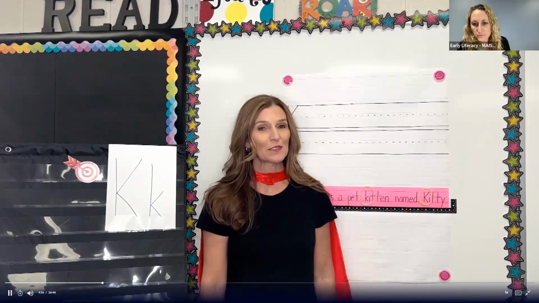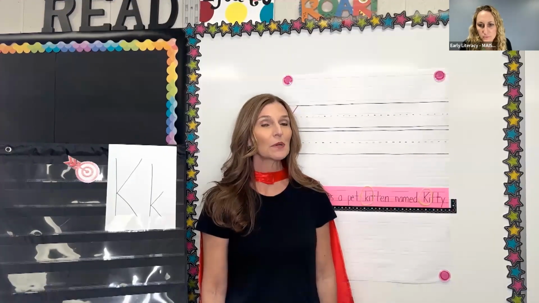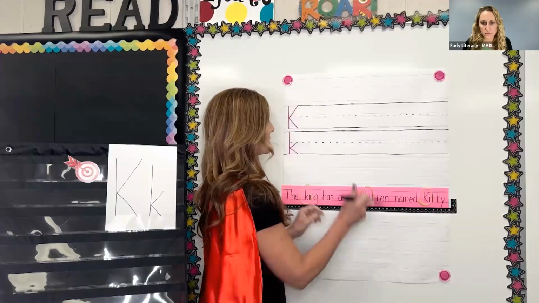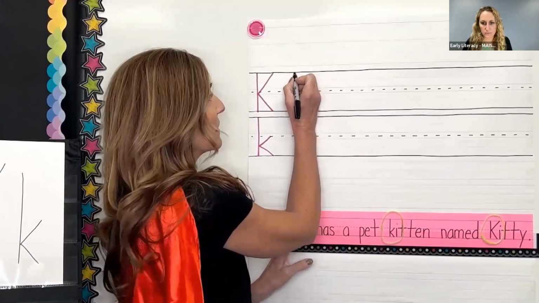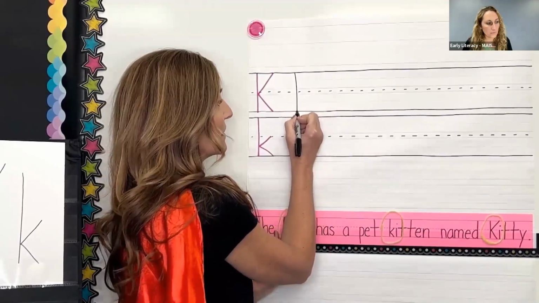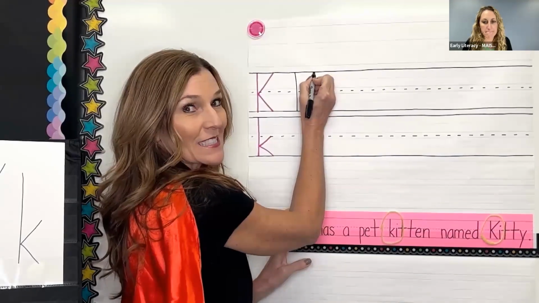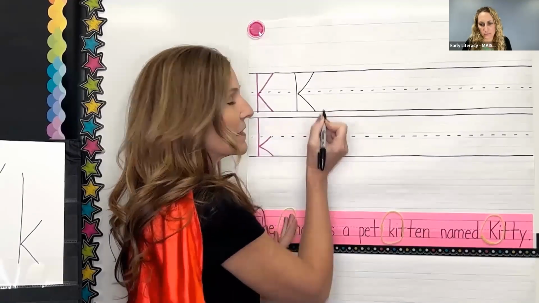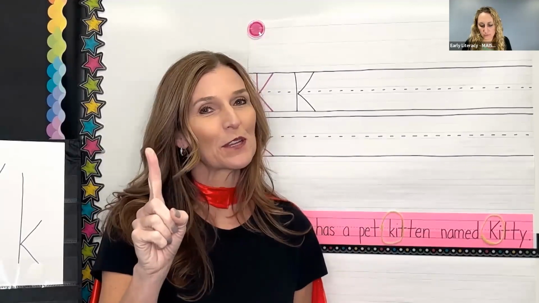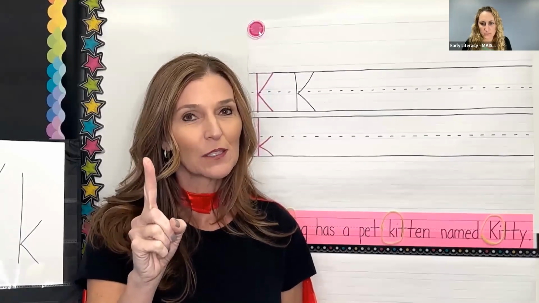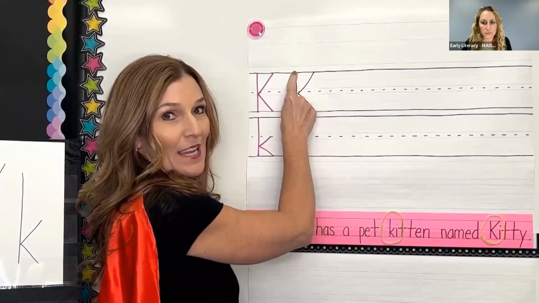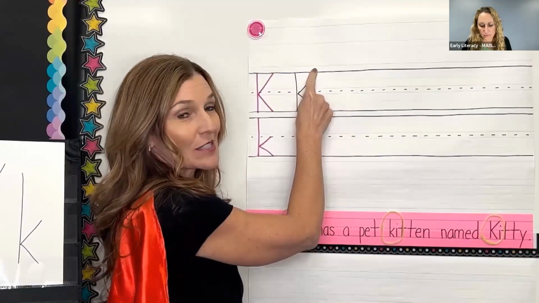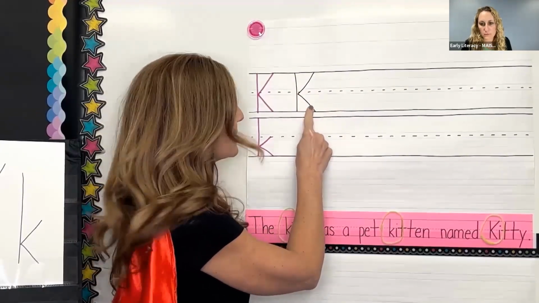Let's practice writing the letter K. Let's practice writing the uppercase letter K first. Watch me on the lines. Begin at the top line, pull down, back up to the top line, slant in, slant out. Let's trace it. Get your tracing finger ready and trace it with me. Ready? Start at the top line, pull down, back up to the top line, slant in, slant out.